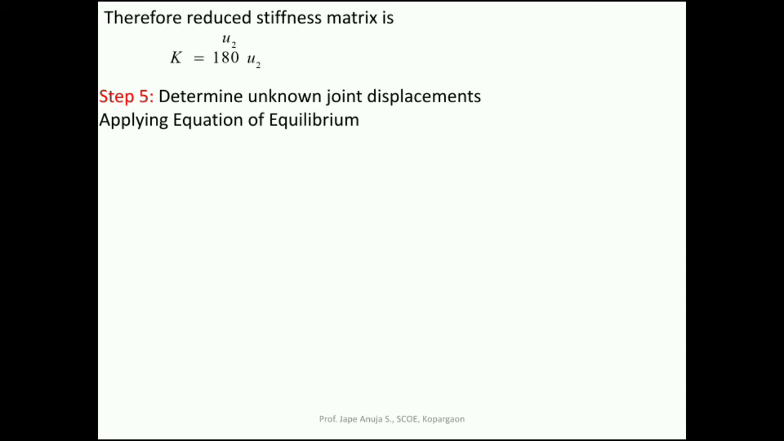Step number 5, determine the unknown joint displacement. So apply the equation of equilibrium, that is K delta equal to F. Again here it should be in a matrix form, that is explained in lecture number 3 video. So K, that is the reduced stiffness matrix 180, is written. Delta, that is the unknown displacement, delta is U2, equal to F.